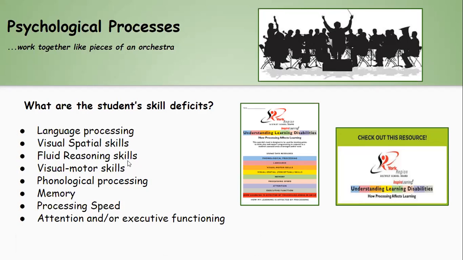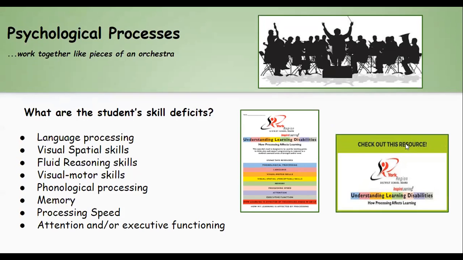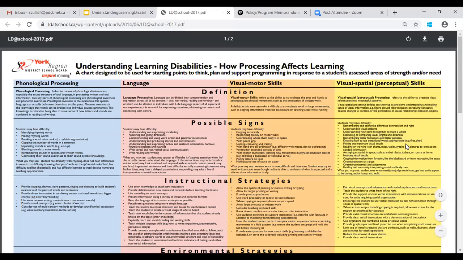I'm going to point you to two documents that we use quite a bit up at Trillium in order to help us understand the various psychological processes and how to program for them. This one here on the left is a long version of this one on the right. So I'm just going to open up this one on the right.